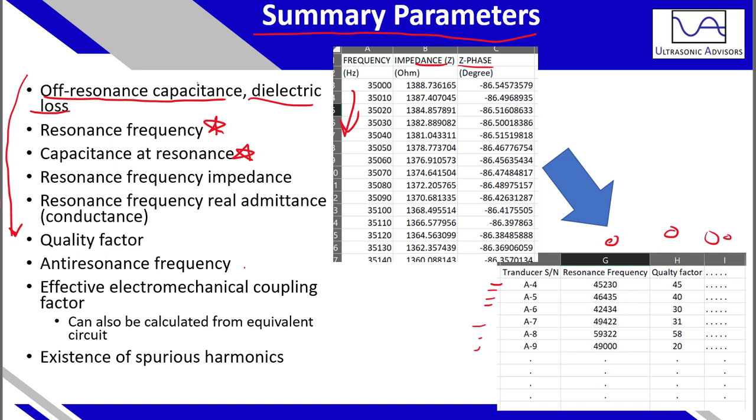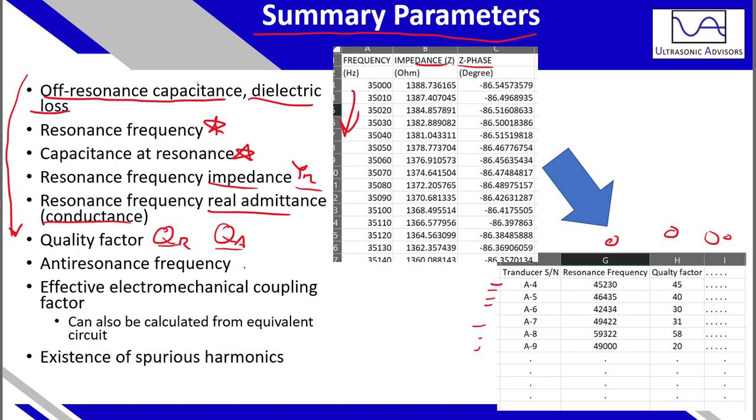It also relates to electromechanical coupling, as I'll describe in a couple of bullet points here. The next is the resonance frequency impedance, or you can go with the real admittance. Basically, a summary parameter for that resonant frequency. The next is the resonant frequency real admittance, which is basically also called conductance. Then there's the quality factor, and you can use a quality factor at resonance or anti-resonance. Both are preferable if you can measure and include both.